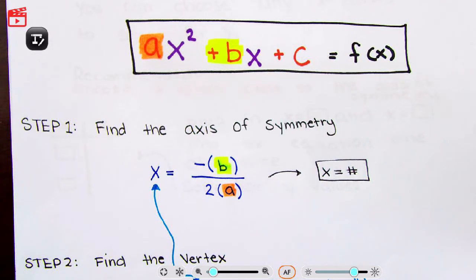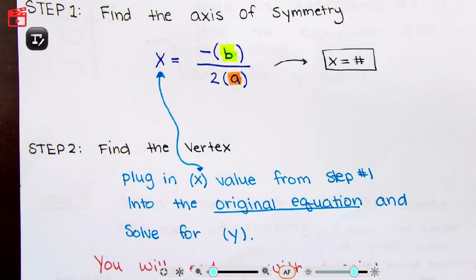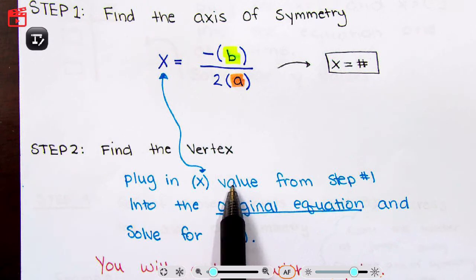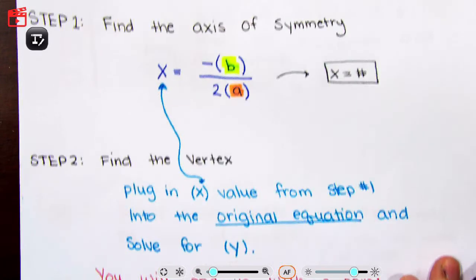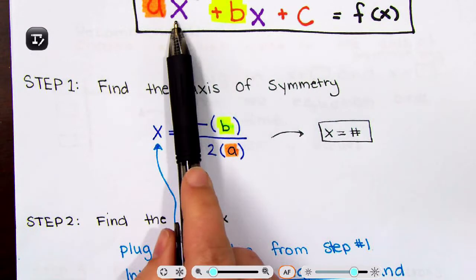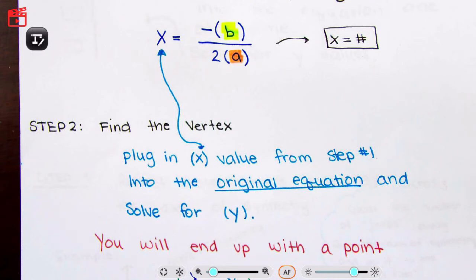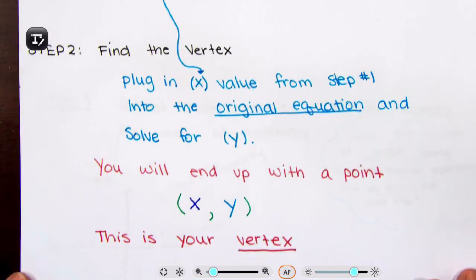Now, to find the vertex, which is the most outer point on the curve, you're going to take this number and plug the value into the original equation. So you're going to take this x value and plug it into this right here. So how will this look? You will end up with a point. You have your x value and your y value, and that would be your vertex.